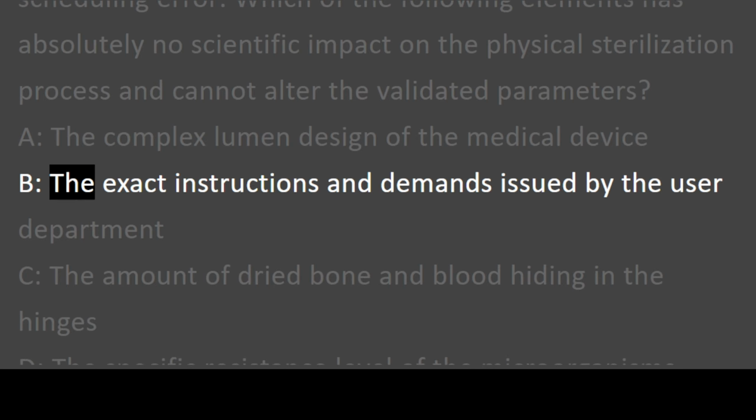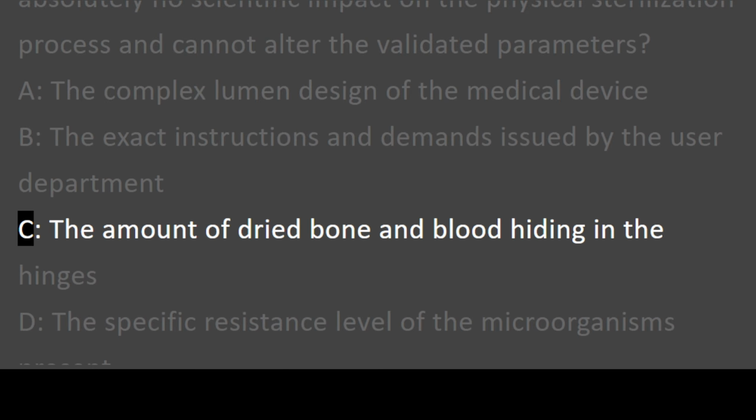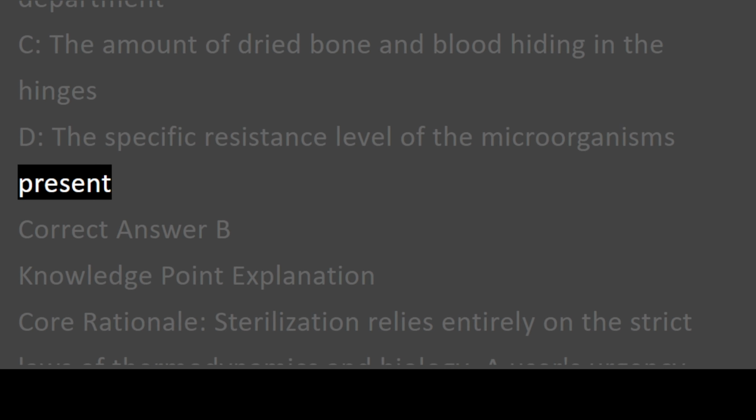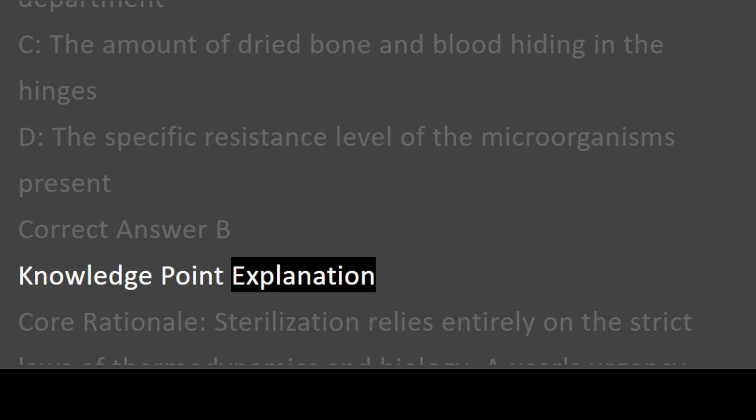B. The exact instructions and demands issued by the user department. C. The amount of dried bone and blood hiding in the hinges. D. The specific resistance level of the microorganisms present. Correct answer B. Knowledge point explanation.